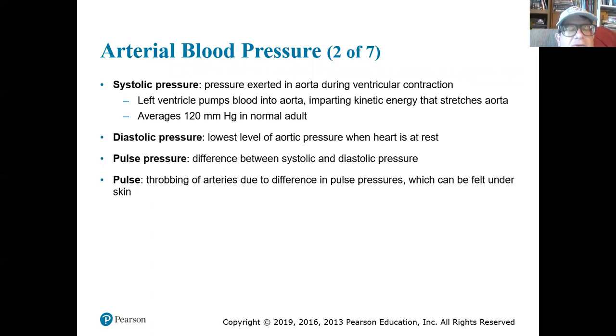So systolic pressure, remember S like Superman, up high, and diastolic, down low in the dirt, the D. Systolic pressure is exerted in the aorta during ventricular contraction. When the ventricles are shoving blood out into the aorta, the pressure's high. The left ventricle pumps blood into the aorta with so much kinetic energy it stretches the aorta. It averages 120 millimeters of mercury in a normal adult. Diastolic is the lowest level that the aorta will have. That's when the heart is at rest, when it is not pumping blood into the aorta.